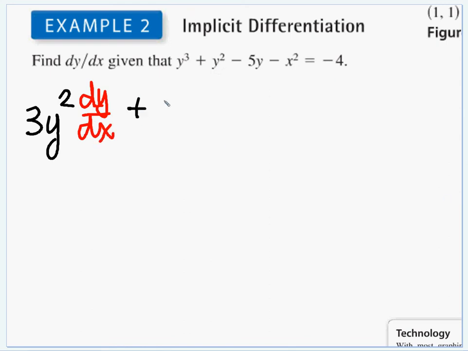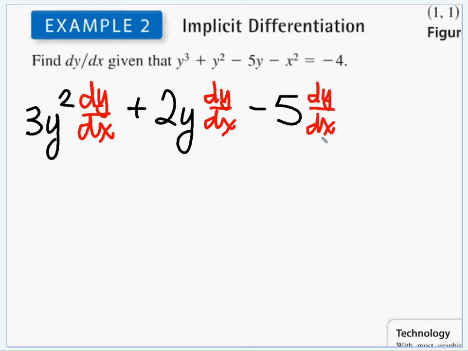Up next is y squared. That's going to derive to a 2y, and since the variables don't match, dy dx. Third term, minus 5y. That's going to derive to a minus 5. And then we will also have, via the chain rule, a dy dx. Our last one here is minus x squared. We are deriving with respect to x. So when we derive this, it's just a negative 2x. And then we've got our equal sign. On the other side is a negative 4, and constants derive to nothing.